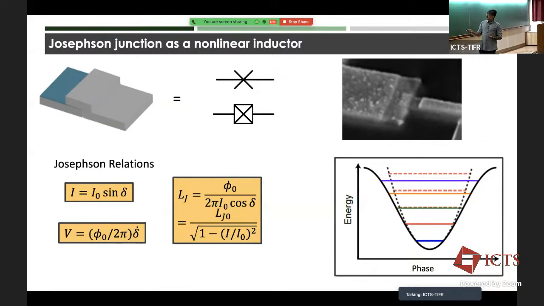You can also replace cos delta using this equation, and you can write the inductance now as a function of the current flowing through the inductor. So again, you see that I has to be less than I naught, otherwise this solution blows up and doesn't have a solution. And as I approaches I naught, the inductance increases. Okay. Here, this I is really referring to a constant current.